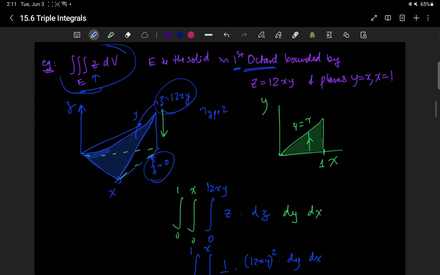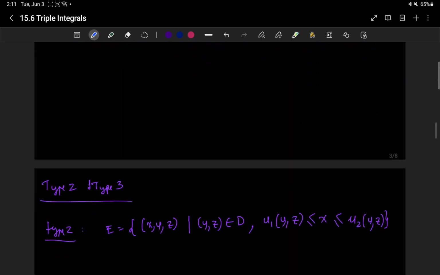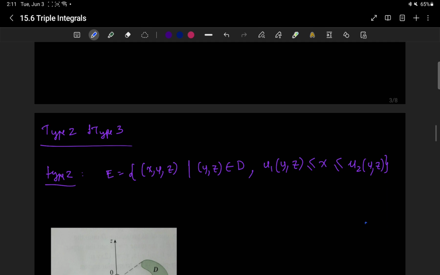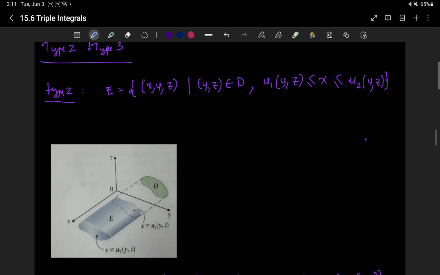So this triple integral comes out to be 4, which can be understood as a volume. We will see later, volume when the density function is given by z. Okay, so that's an example. Next, as I mentioned, there are 4 more ways in which the integral can be evaluated, and they would be called type 2 and type 3 regions.